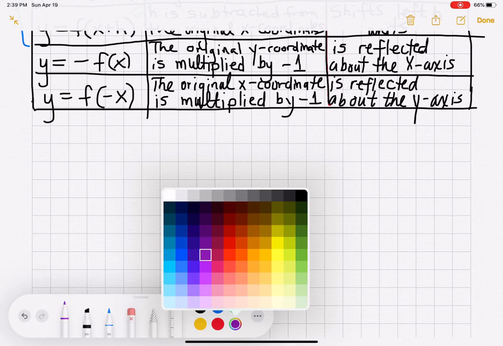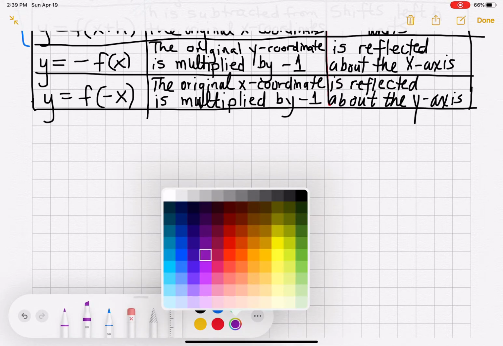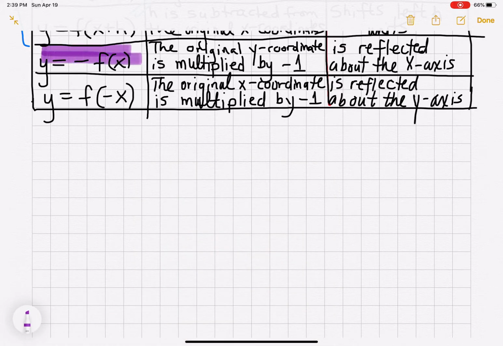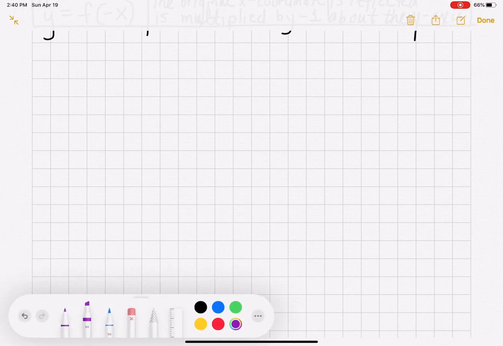So let's say you have a negative out in front of the house. Like in this case, let's say we have y equals negative, and the negative is out in front of the house. Negative f of x. I want to focus on this for a moment.